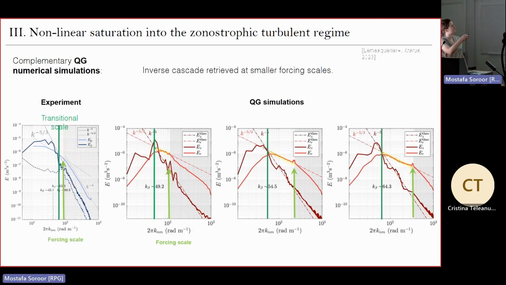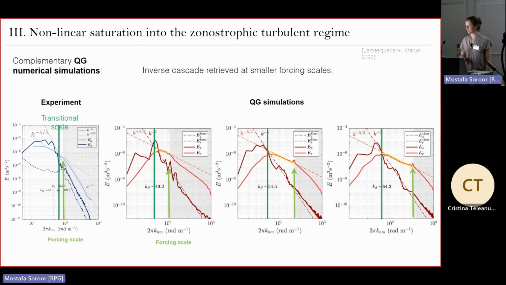Then if you look at the spectrum as you reduce the forcing scale, so these are the spectra from the QG simulations. The light green arrow shows you the forcing scale, which goes towards the right because we decrease it. And the yellow highlighted region is the region where we should have a k to the minus 5/3 slope. And you see that we are indeed able to retrieve this slope as we decrease the forcing scale and as we have a better scale separation between the forcing scale and the transitional scale.